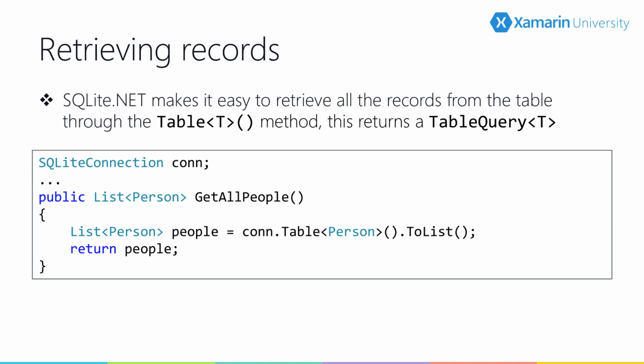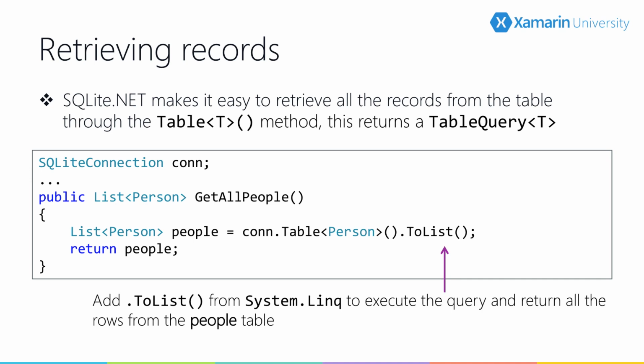Again, this can be found on the SQLite connection. With the table method, you instruct the ORM to look at the table that is mapped to a specific model object. However, table alone does not execute anything. You have to instruct it what to do. If you would like to get the entire content of the table, you would use the toList extension method.